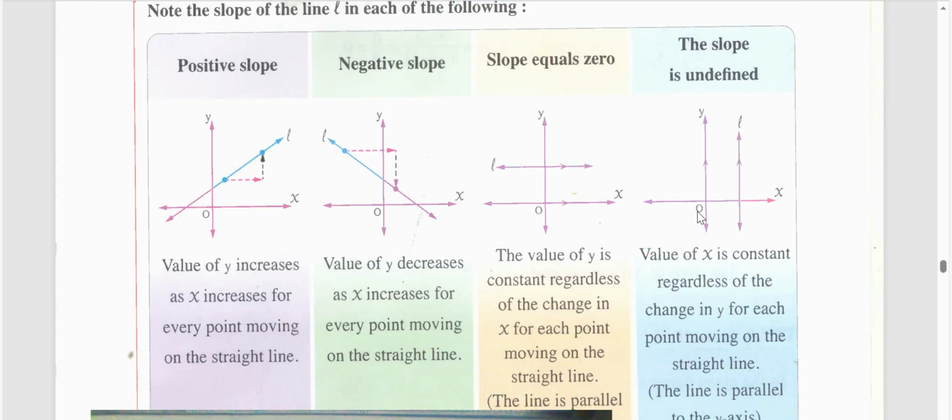Okay, the slope will be undefined if the straight line is parallel to the y-axis. The slope will be equal to 0 if the straight line is parallel to the x-axis. It will be negative if the straight line cuts the x-axis at a point and the angle is obtuse. If the straight line intersects the x-axis at a point and the angle is acute, then the slope will be positive.